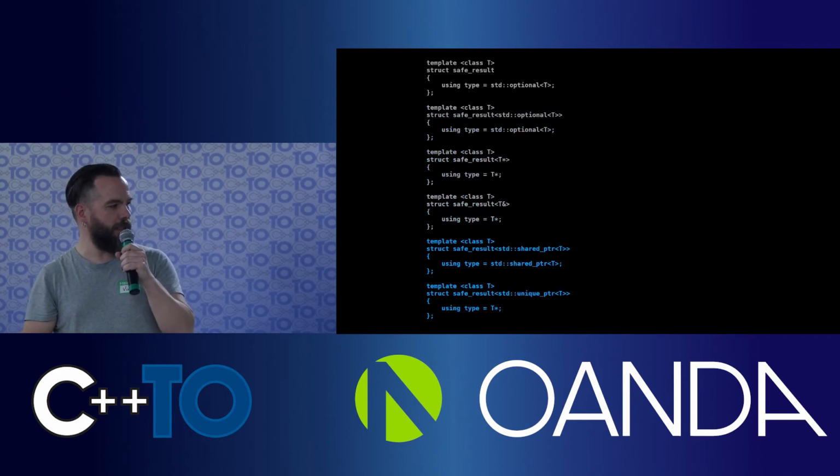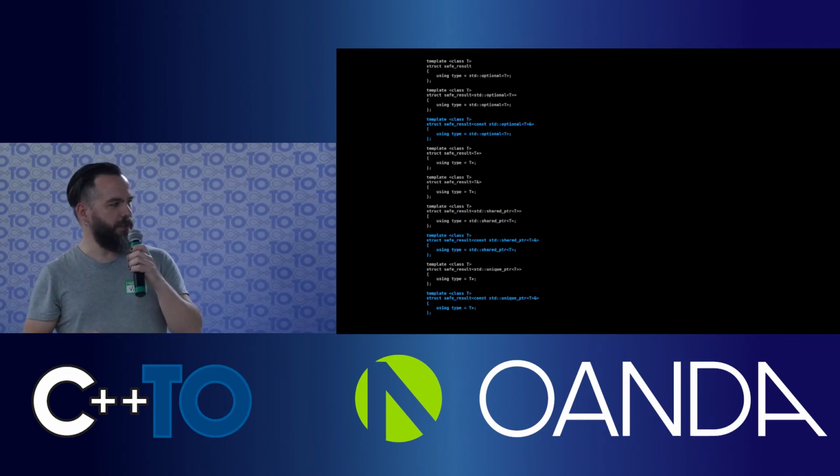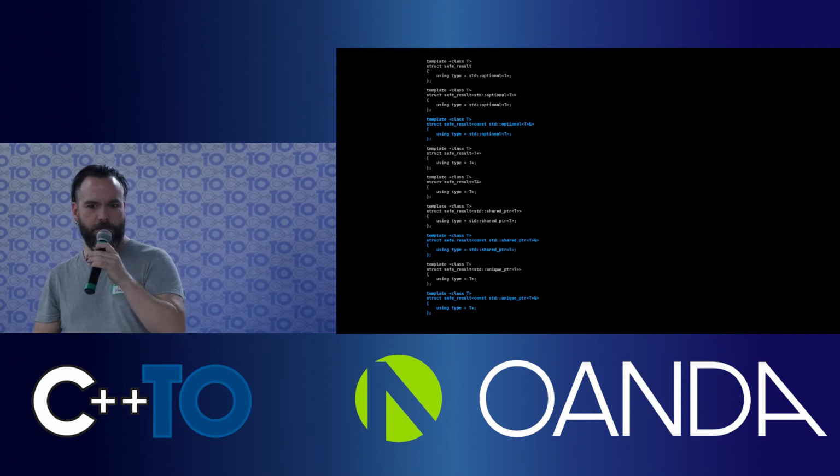So, okay, and what about unique pointer? And I was like, well, you shouldn't really return that, but anyways. So yeah, okay, let's specialize the struct some more. And wait, we need reference types, so let's specialize it some more. This isn't really scaling, and so I was sad again.